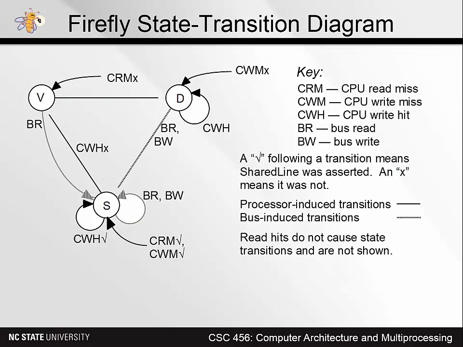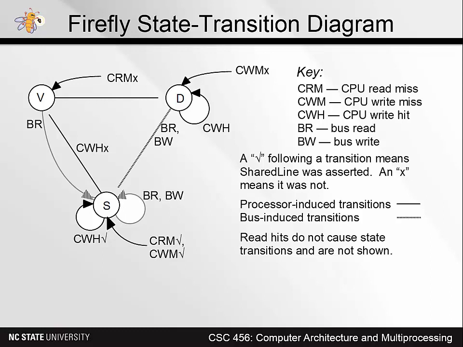The three states in Firefly are valid, or V. This is the same as the exclusive state in Dragon. Shared, or S. This is the same as the S in our invalidation protocols. Multiple caches may be holding the block, and main memory is up to date. D, or dirty. This is the same as the M state in our other protocols. Only one processor has the block cached, and it has been written to since being brought in from main memory.